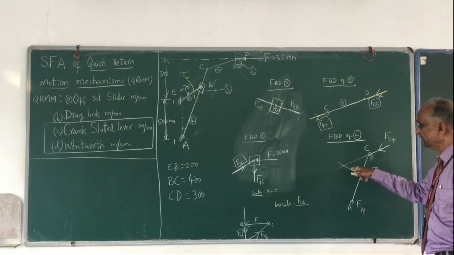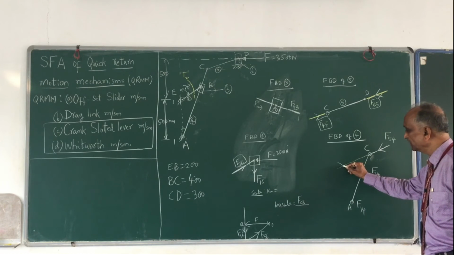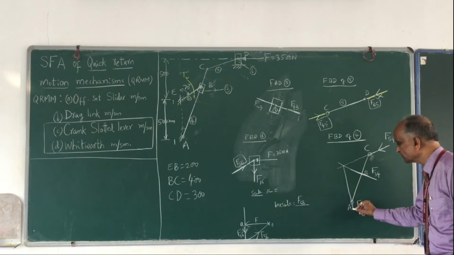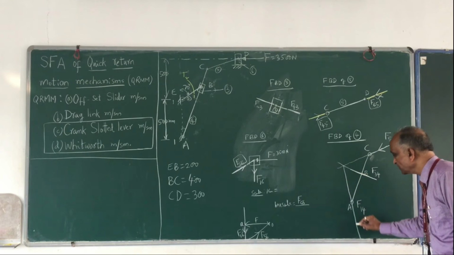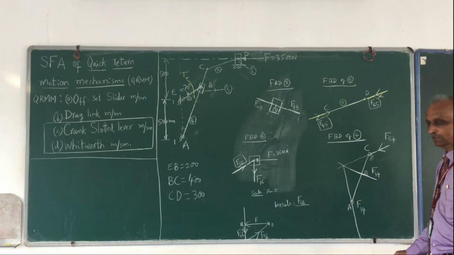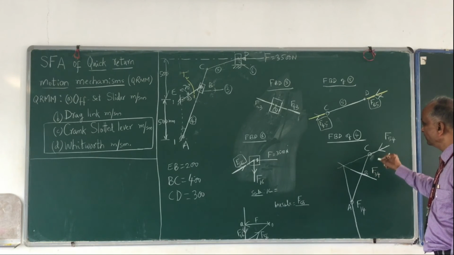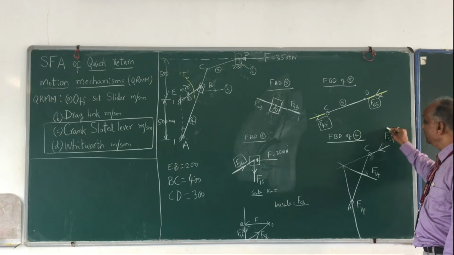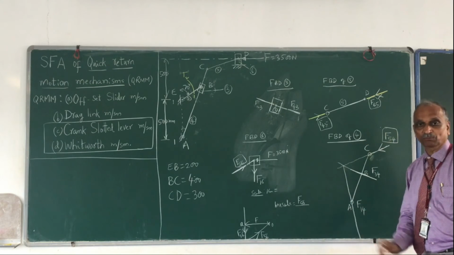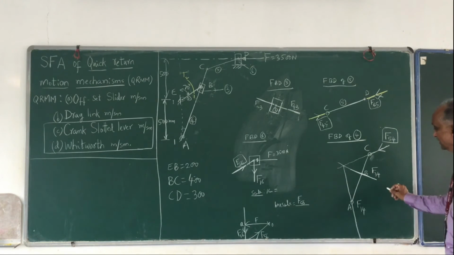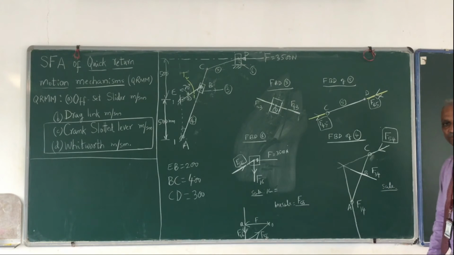F14 passes through this point and also passes through this point, and therefore if you draw this, this is the line of action of F14. I know the line of action of F14, I know the line of action of F54, F34, and I know F54 completely, both magnitude and direction. So therefore, now go for what is called as force polygon.